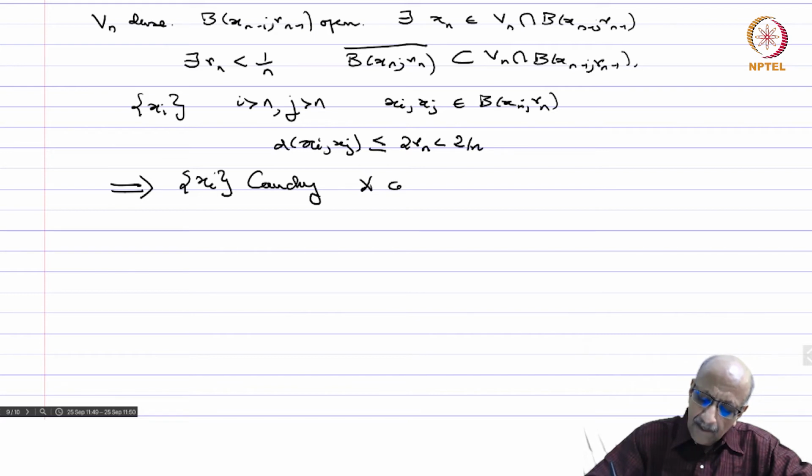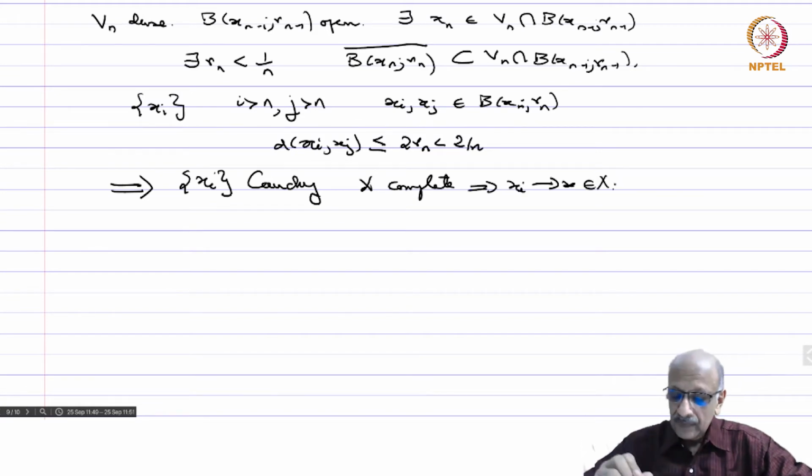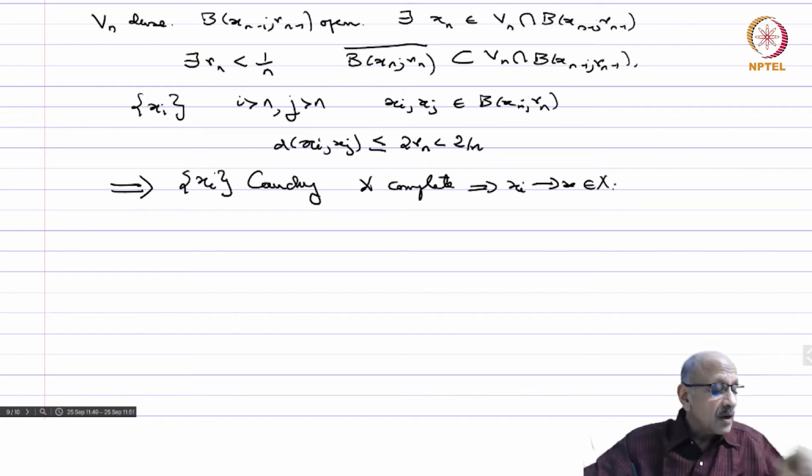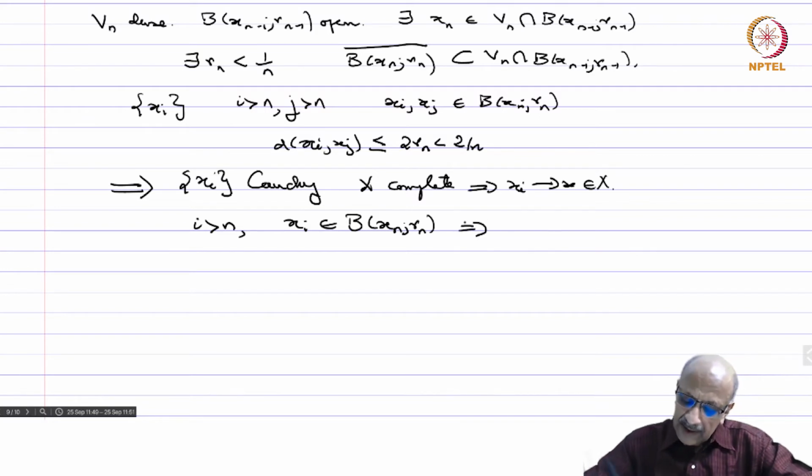And X is complete, so we have used all our hypotheses. This implies x_i will converge to some x belonging to X. Okay, so we have found a candidate, and now you take for any i bigger than n, you have x_i belongs to B(x_n, R_n), and therefore all the x_i's converge to x, so x belongs to the closure of B(x_n, R_n), which is contained in V_n.